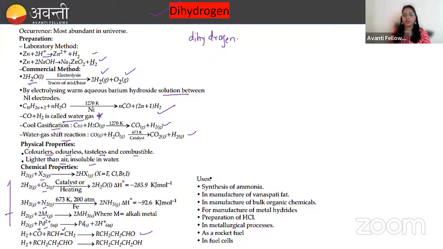Okay, next, uses. It is used in the synthesis of ammonia. Yeah, a very, very important reaction, Haber's process. Okay, in the manufacture of vanaspati fat. This is again very, very important. Manufacture of bulk organic chemicals. It is used for the manufacture of metal hydrides, preparation of HCl, metallurgical processes, and as rocket fuel. Okay, whenever rockets are going into space, dihydrogen fuel is used, as well as in very important fuel cells. Okay, so these are good important applications of the dihydrogen molecule, right?